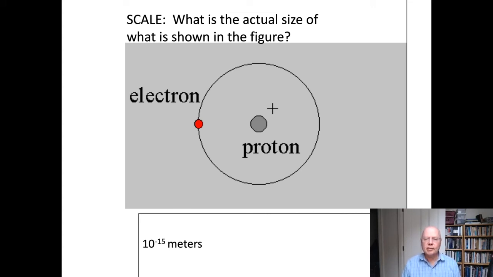What is the actual size of what is shown in the figure that you see on your screen? This is the hydrogen atom, a single proton and a single electron. The size of the proton and the electron are about 10 to the minus 15th meters. That's a decimal point with 15 zeros in front of it before you get to the 1.